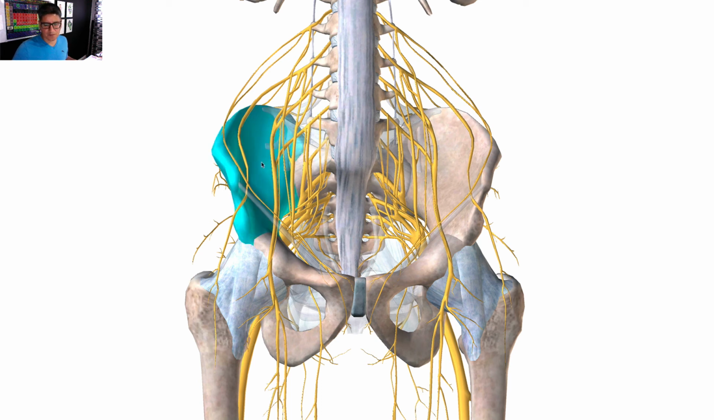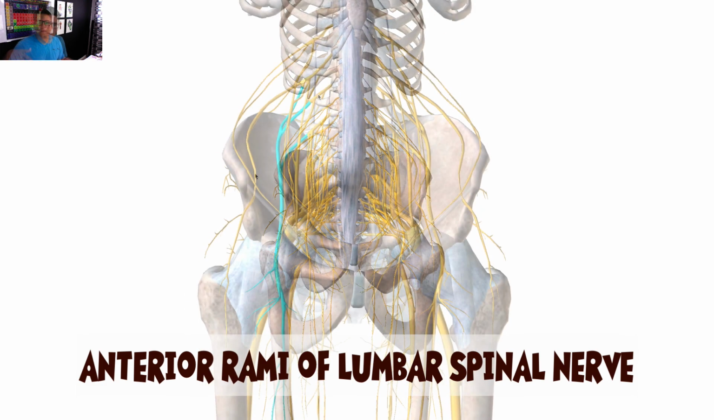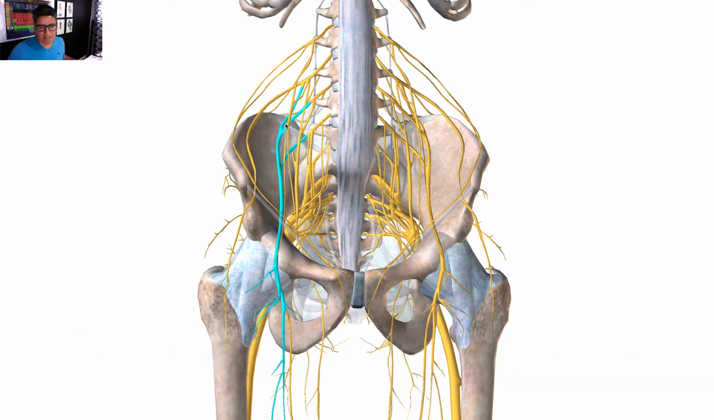So the iliacus is innervated by the femoral nerve, and then the psoas muscle, which is connected to the spine, is innervated by what's called the anterior rami of lumbar spinal nerves. The anterior rami is an anterior branch that goes around and hugs the psoas and the abdominal muscles as well. So those are the two nerves. I'll put those up on the screen so you can see what they are. These are the two nerves that innervate both our psoas and our iliacus muscles.